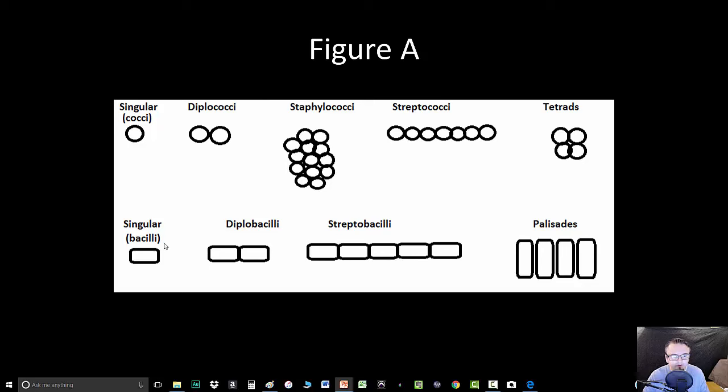Now the bacilli are very similar. You'll have a singular, you'll have a diplo, you'll have a strepto. You don't have a staphylobacilli. That just doesn't occur, so that one's not on here for that reason. And then another unique one in the bacilli that doesn't occur in the cocci are called palisades. Palisades essentially are where they just grow kind of right next to each other. And there is some attachment there, but it's horizontal as opposed to vertical.